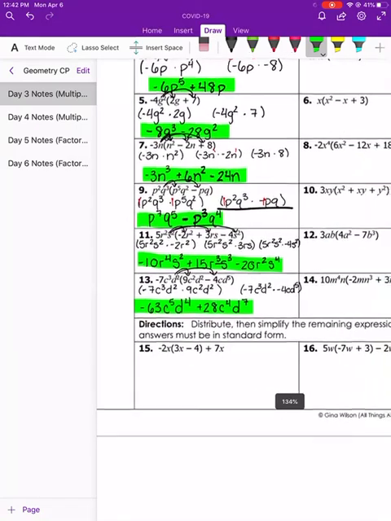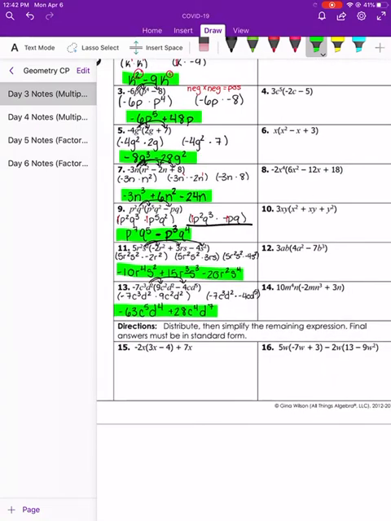So I'm going to hop down to 15 real quick. What this one's asking us to do is distribute, then simplify the remaining expression. So final answers, again, must be in standard form. This one's just going to have an extra step. We're going to have to combine like terms in it, which is something that we did in our previous day's notes. So if you need a refresher on that, you can go back and watch those videos.